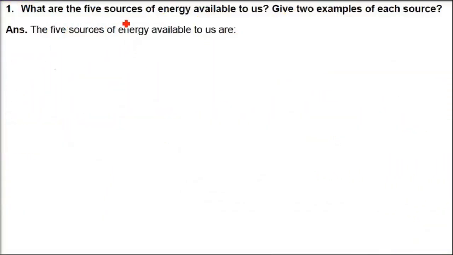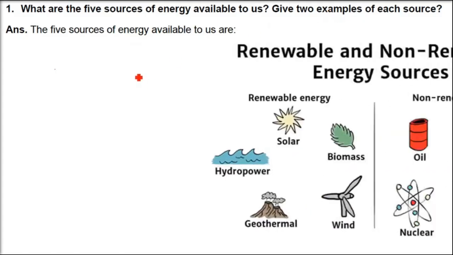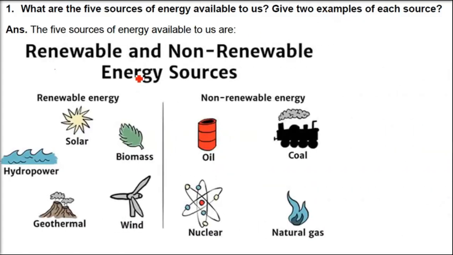Now coming to: what are the 5 sources of energy available to us? Give 2 examples of each source. So there are different sources of energy, and there are different categorizations: renewable resources, non-renewable resources, exhaustible resources, inexhaustible resources, organic resources, inorganic resources. But for energy resources, when we are talking about the big categories, they are renewable and non-renewable resources. Renewable means once you use it, it will replenish or renew itself.